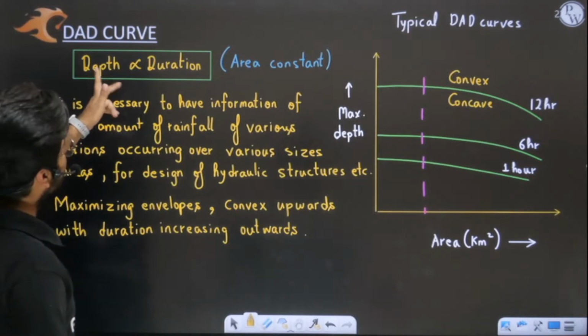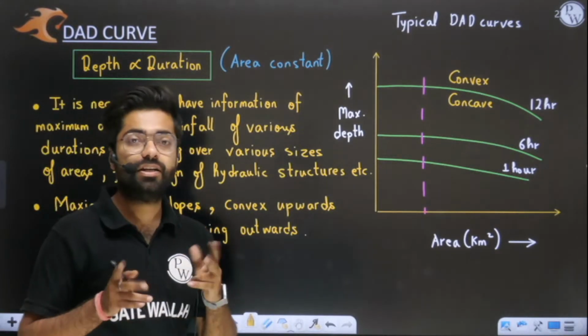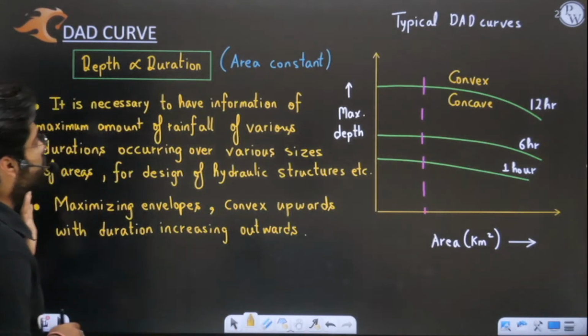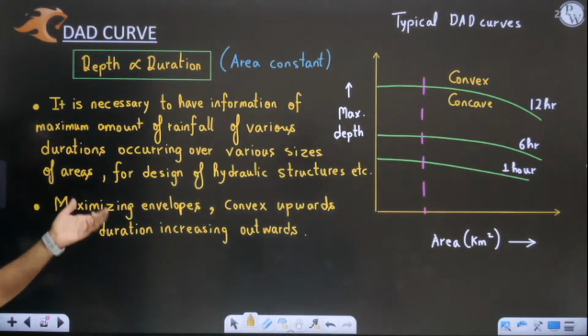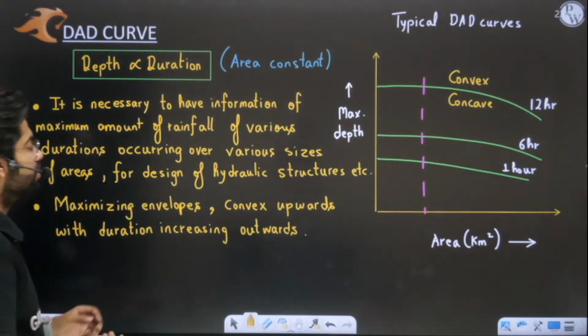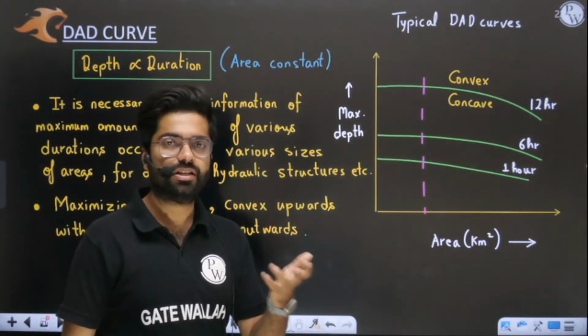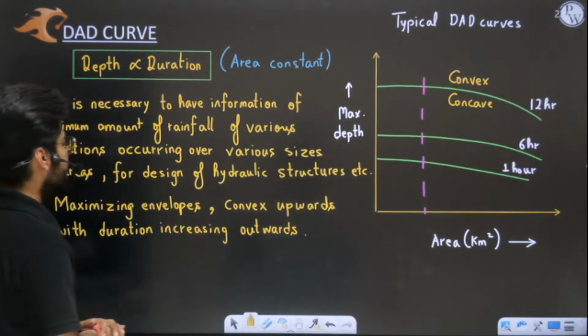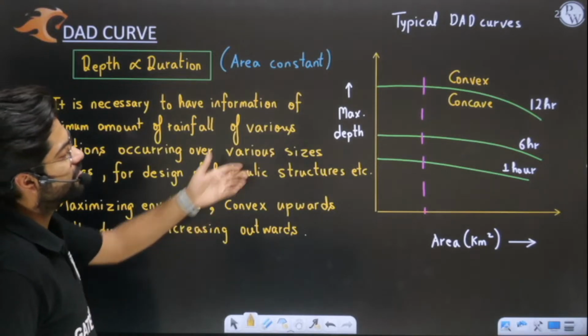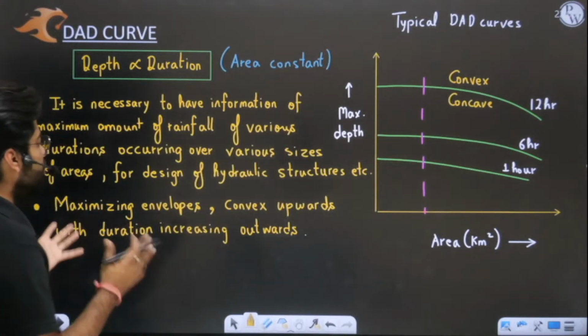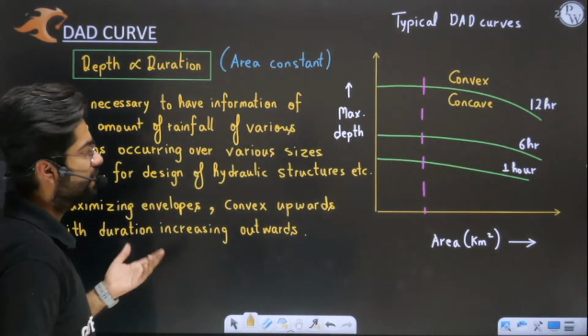But when we are relating depth and duration, in that case area is constant. And we are interested in maximum depth because whenever we do the design of hydraulic structures, obviously maximum depth is required. I also told you about some simple type of DAD curves which are drawn here, the shape of it, how duration is getting changed. I have explained to you everything.